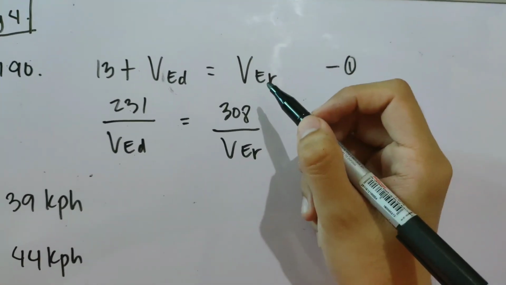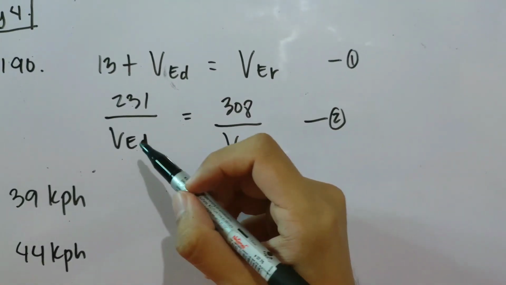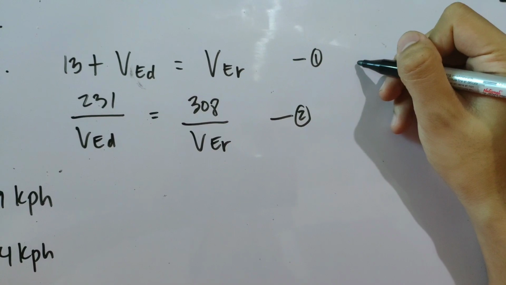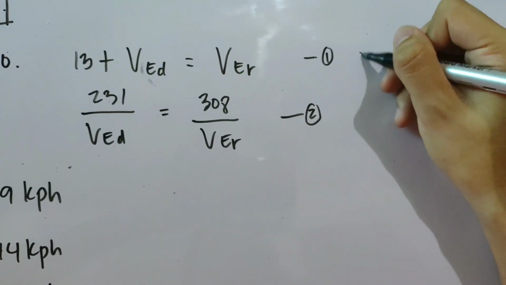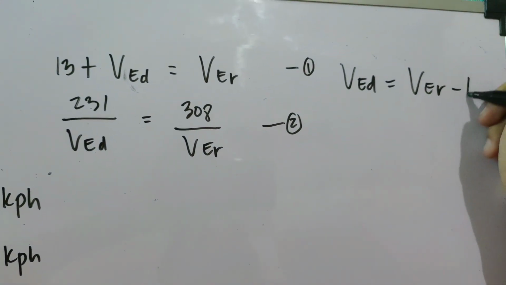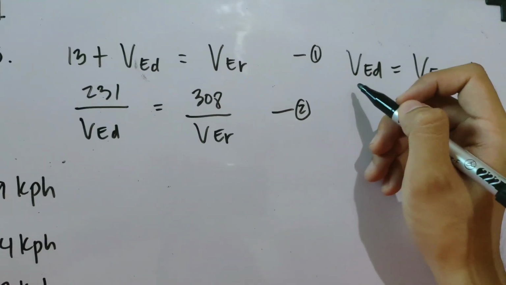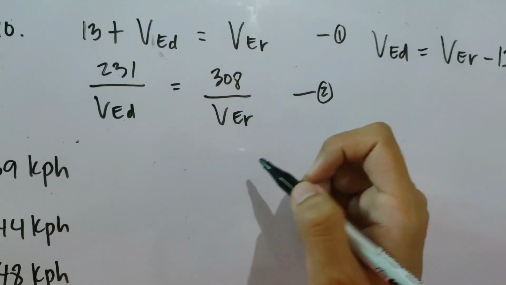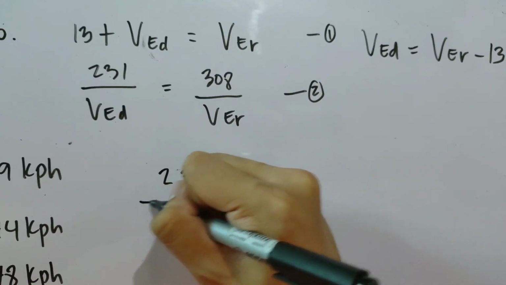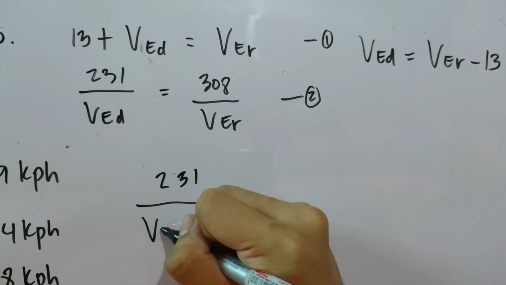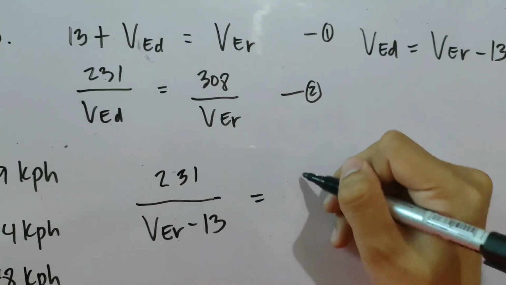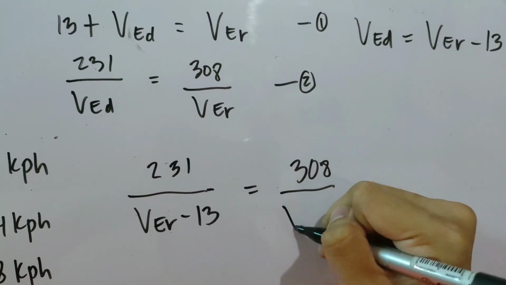And since ang hinahanap natin ay yung VER, dapat ma-eliminate natin yung VED. So, itong equation number 1, gawin natin in terms of VED. So, ililipat natin yung 13 sa kabila. So, VED is equal to VER minus 13. Tapos ito, isa-substitute natin dito sa equation number 2. So, papalitan na natin yung VED dito. So, magiging 231 over VER minus 13. Is equal to 308 over VER.